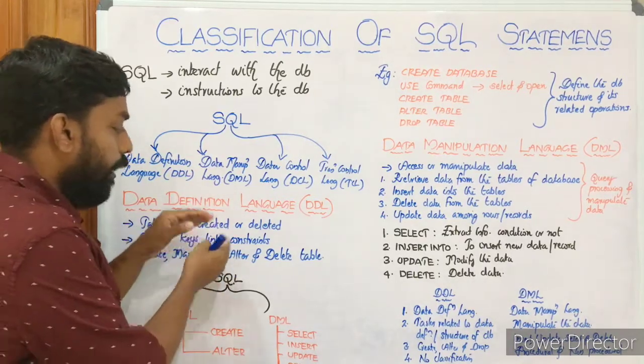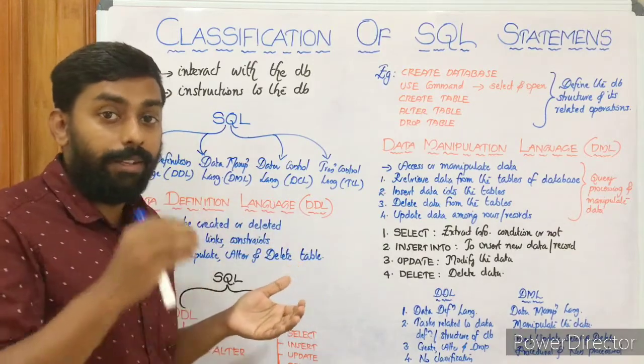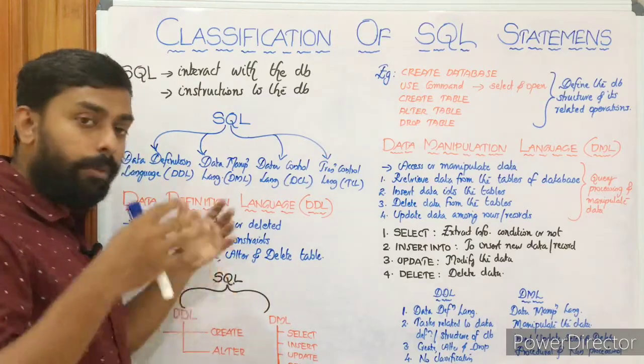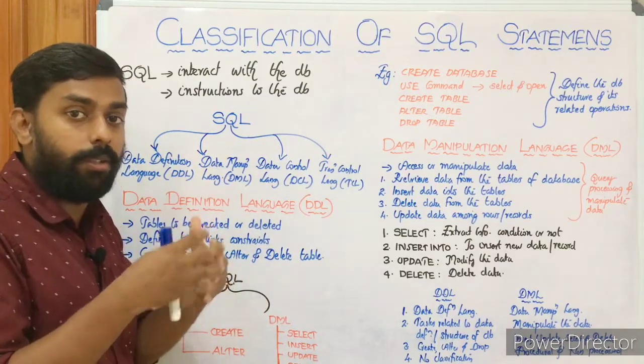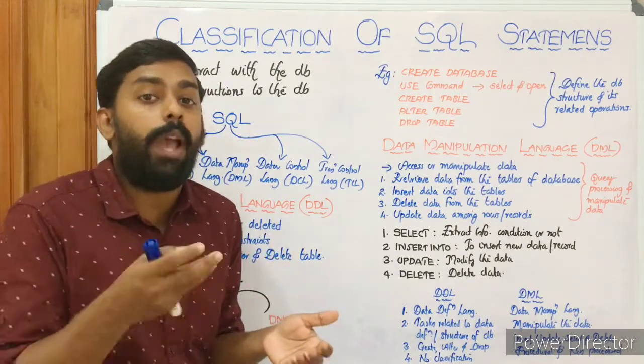Actually keys, links and constraints are related to what? The structure of the data, right? The definition of the data. You know what keys are, right? Yes, the link means linking tables or relations using keys. Then constraints are the means by which we can prevent invalid data entry, right?